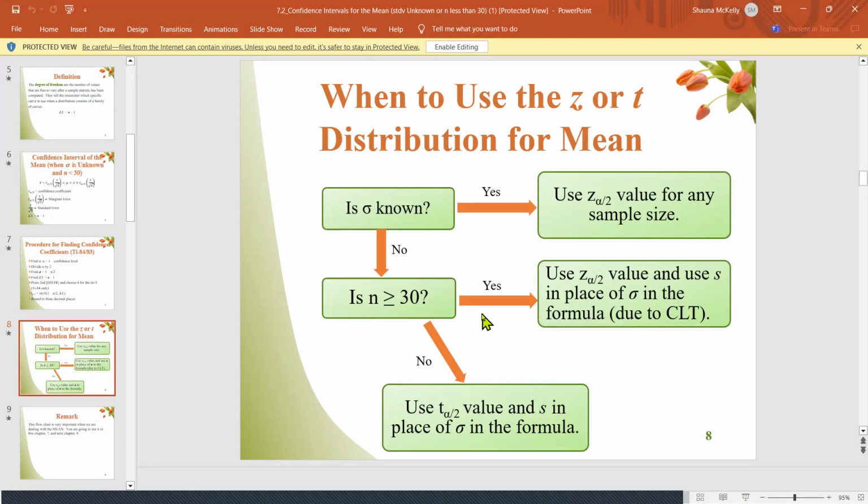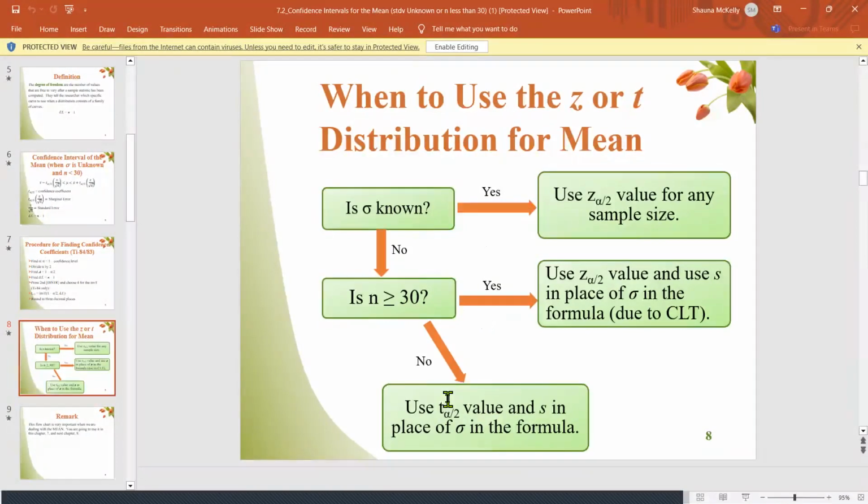And if it is, then you use Z of alpha and you use S. So this is your flow chart. This is your golden ticket right here. If you get 2 no's, I don't know sigma, and n is smaller than 30, that's my destination to the T-score.